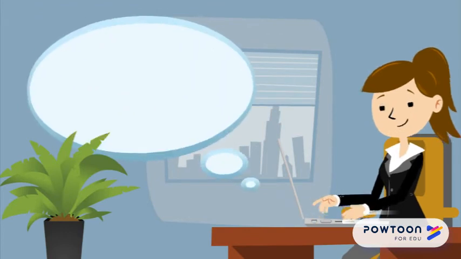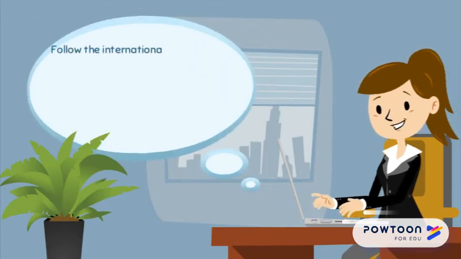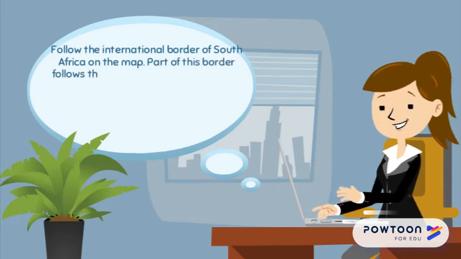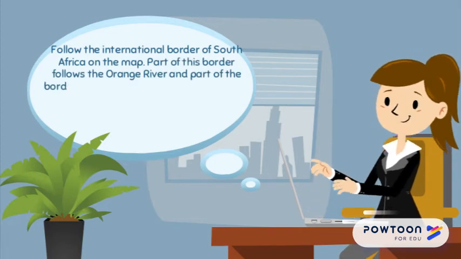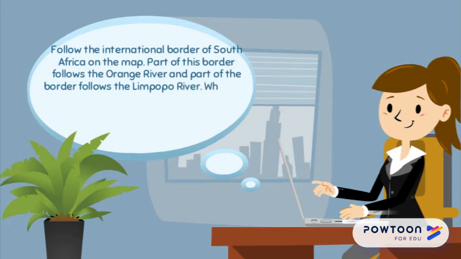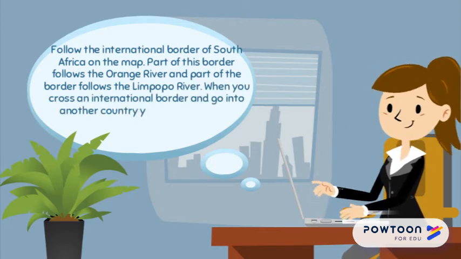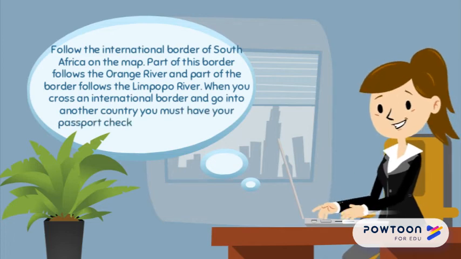Follow the international border of South Africa on the map. Part of this border follows the Orange River, and parts of the border follow the Limpopo River. When you cross an international border and go into another country, you must have your passport checked at the border post.